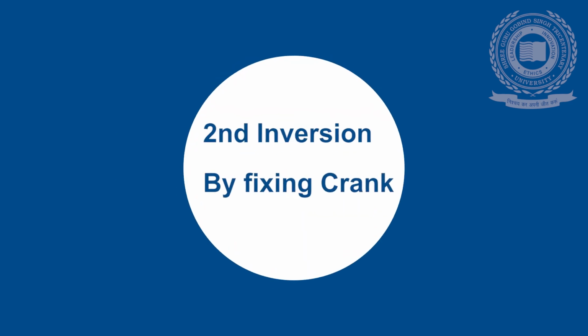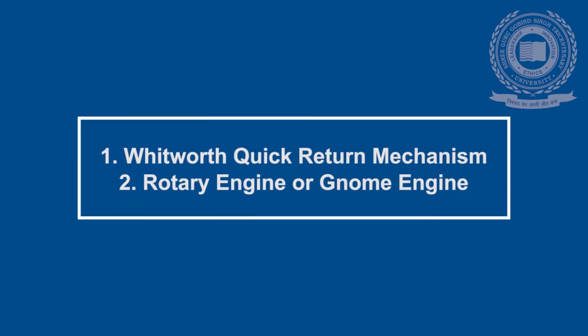The second inversion we can obtain by fixing the crank. When the crank is fixed, we get two mechanisms. The first one is the Whitworth quick return motion mechanism and the second one is the rotary engine, which is also known as the gnome engine. Let us discuss the Whitworth quick return motion mechanism.